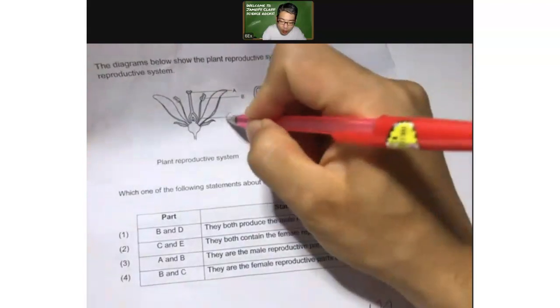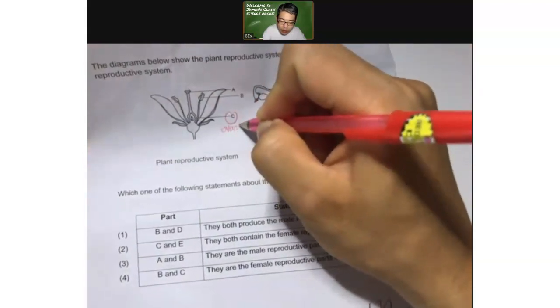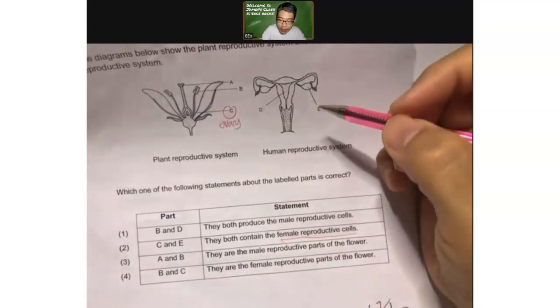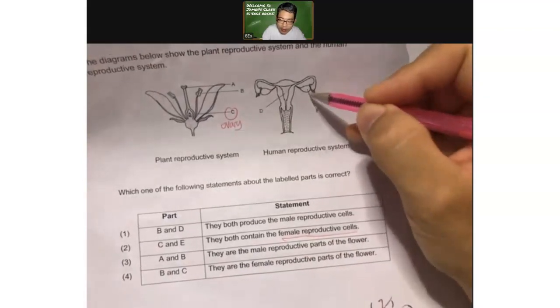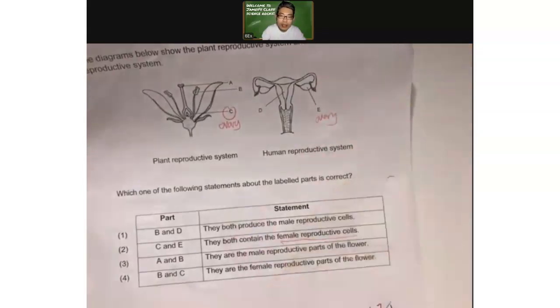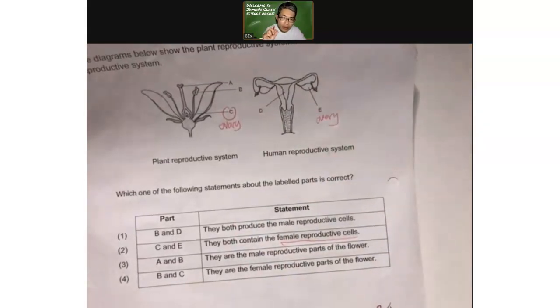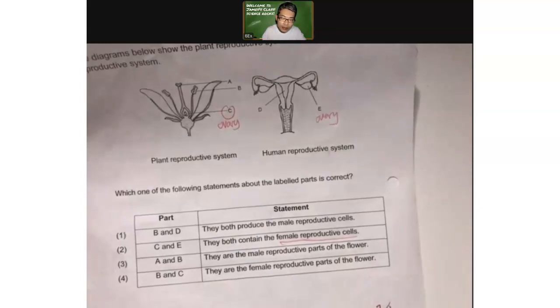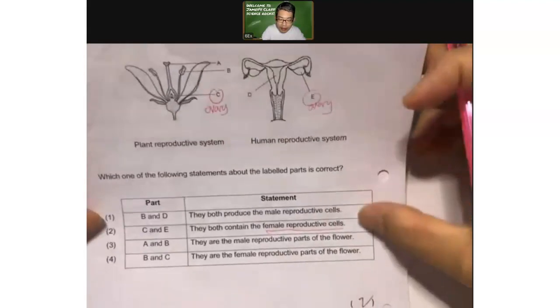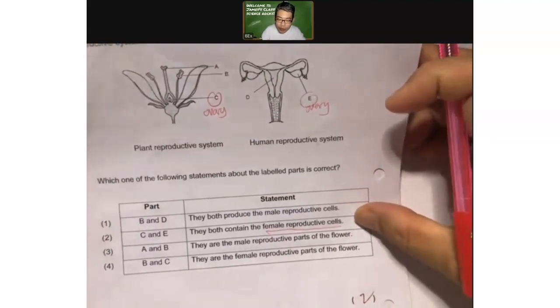C is the ovary, and ovary contains the female reproductive cell, which is called the ovule. And in this case here, E is also called the ovary, right? And it contains the egg cells, which are the female reproductive cells. So C and E are similar. That's the answer for this. Now, what about the wrong one?